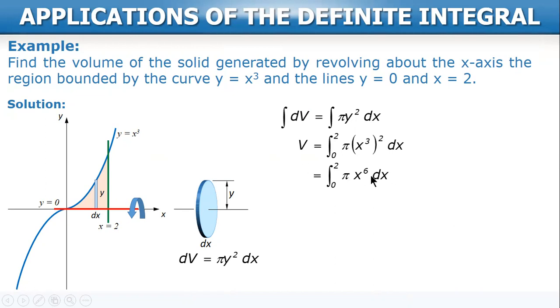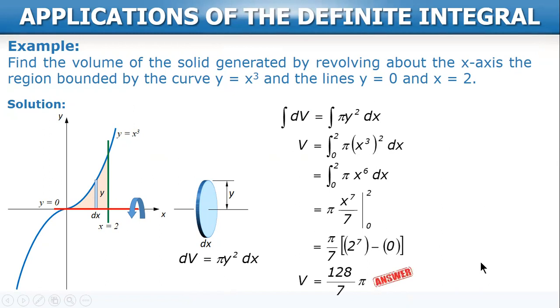And after this, use the power rule, integral of x raised to 6 dx. Once you get the antiderivative, evaluate from lower to upper limit, and you now have the volume. Okay. So you evaluate upper minus lower. The answer is 128 over 7 pi. So it's very simple.